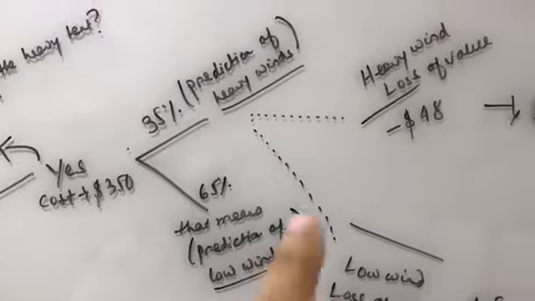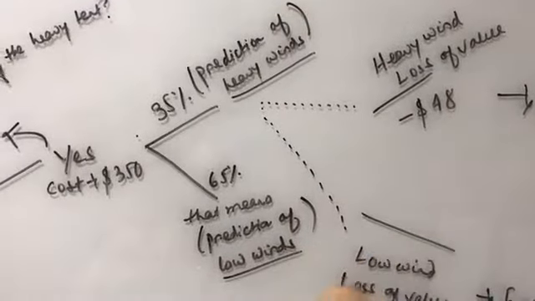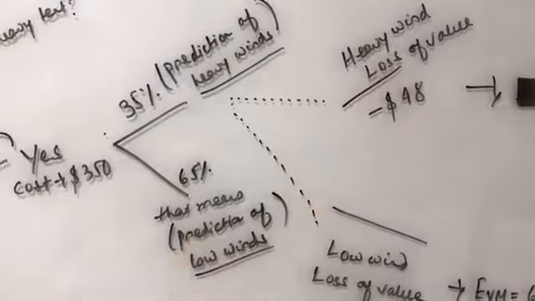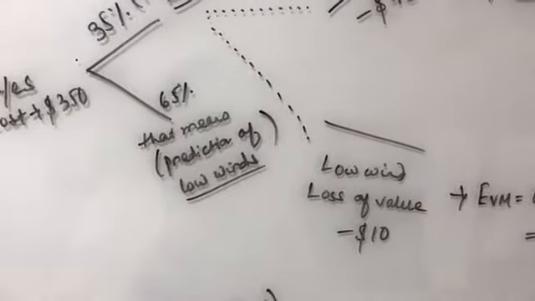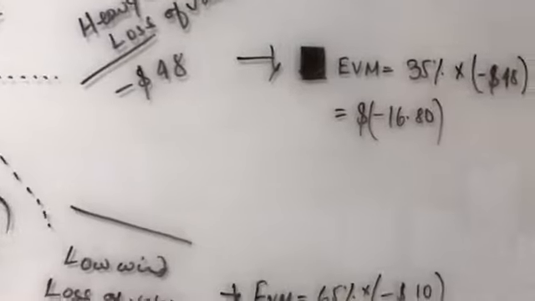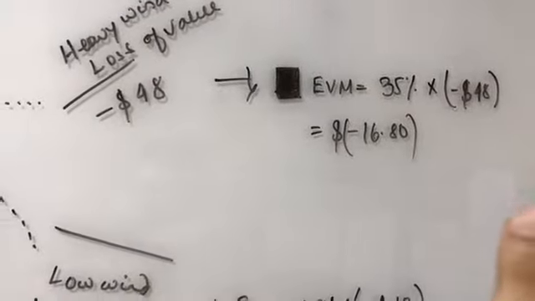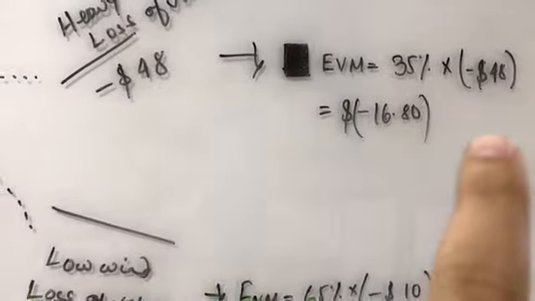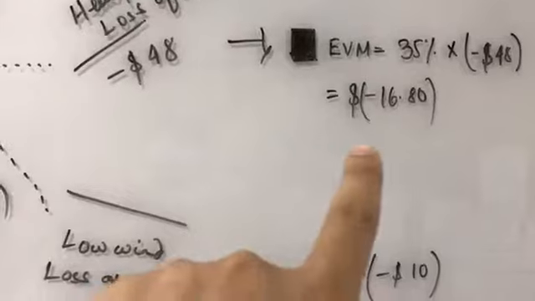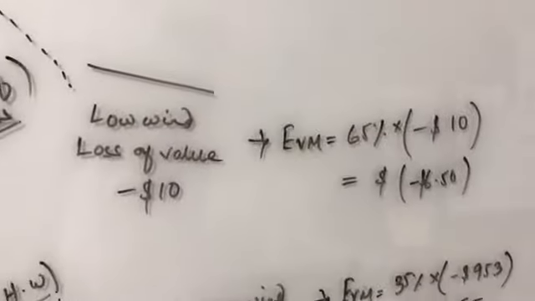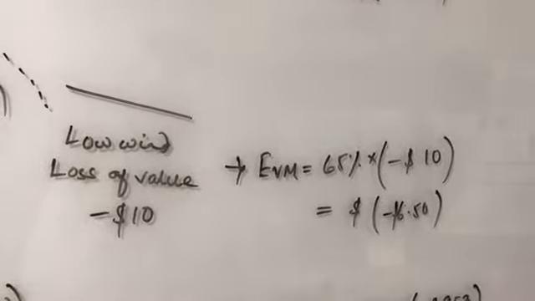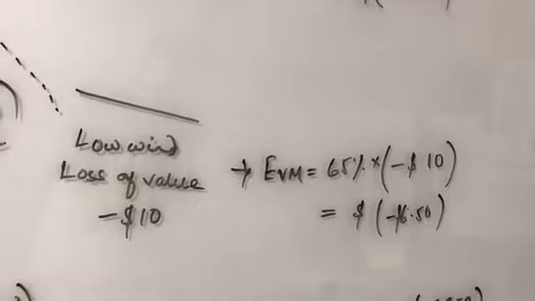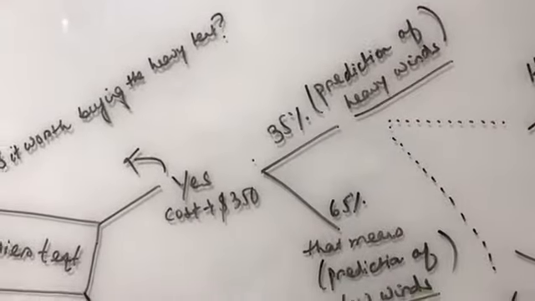So now, if there are heavy winds, what would be my loss of value? In case I buy a lighter tent, it would be $48. And in case there is low wind, and if I buy a heavier tent, it would be $10. So how do I calculate my EVM? 35% of the forecasted heavier wind into loss of my value, which is $48, is coming as minus 16.80. Similarly, for low winds, 65% of the forecasted low wind into minus 10 is equal to minus 6.50. Now this is the scenario where I buy a heavier tent.